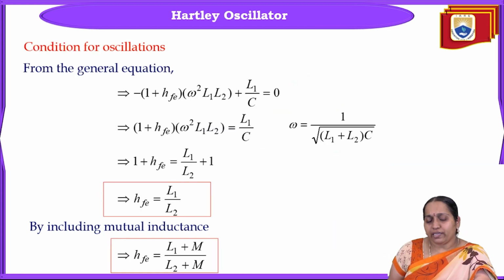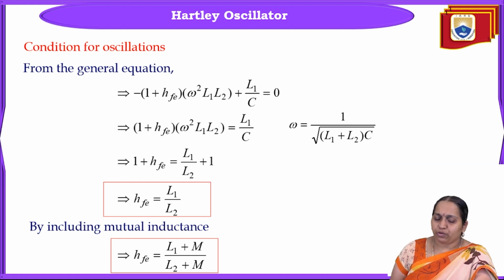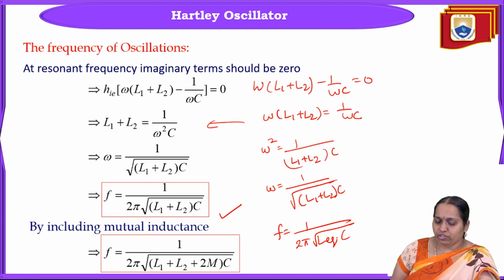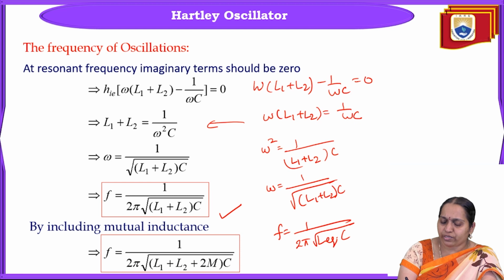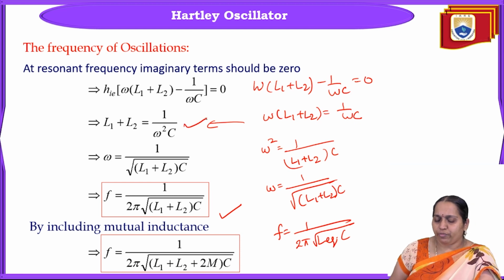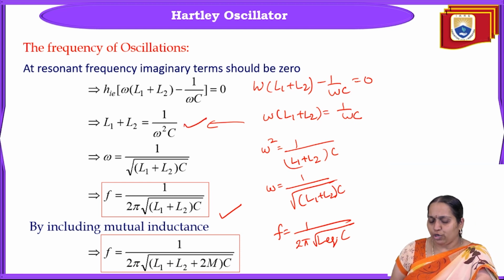Now to find the condition for oscillations, we will go back again to the general equation. In the general equation we will substitute this frequency of oscillations, that is, again taking the imaginary part equal to 0 and substituting omega, or simply 1 by omega square C equal to L1 plus L2.